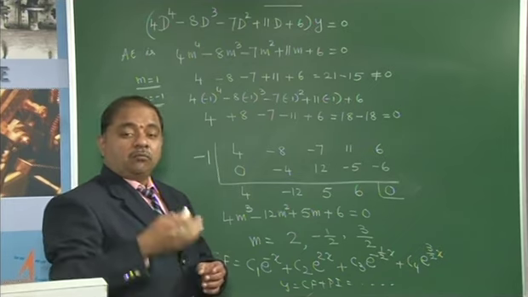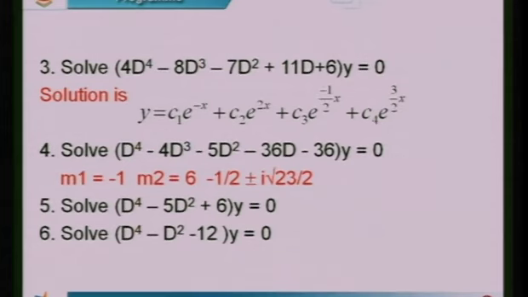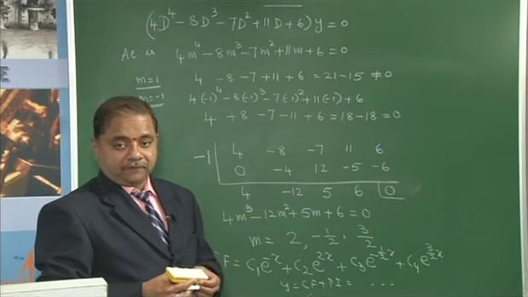As an exercise, one more problem I have given: D power 4 minus 4d cube minus 5d square minus 36d minus 36 into y. There also you are getting one root as minus 1, just like in this problem. Then the other roots will be 6 and minus 1 by 2 plus or minus i root 23 by 2. So, in the same way you can calculate all the 4 roots and you can write the CF, which is nothing but the solution.